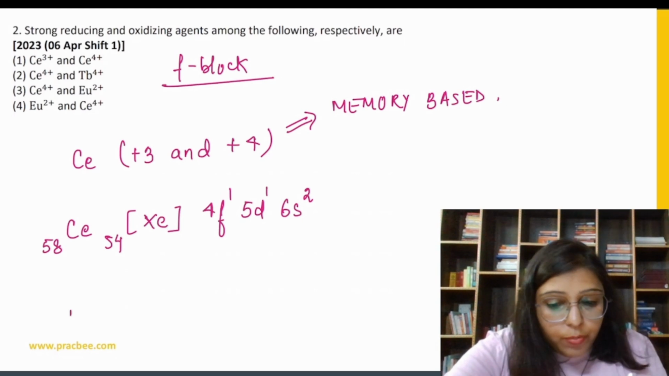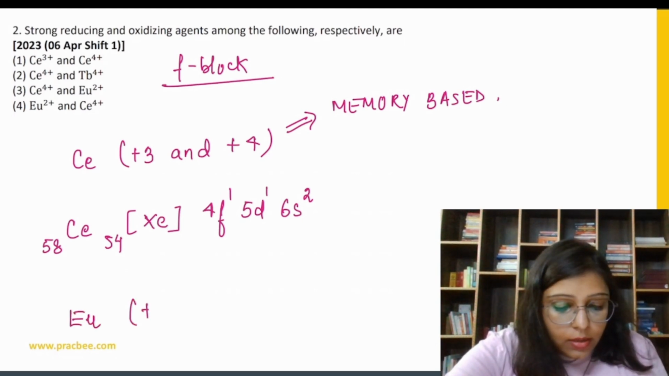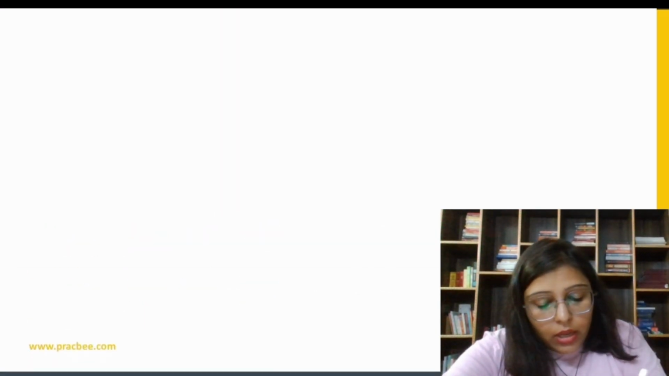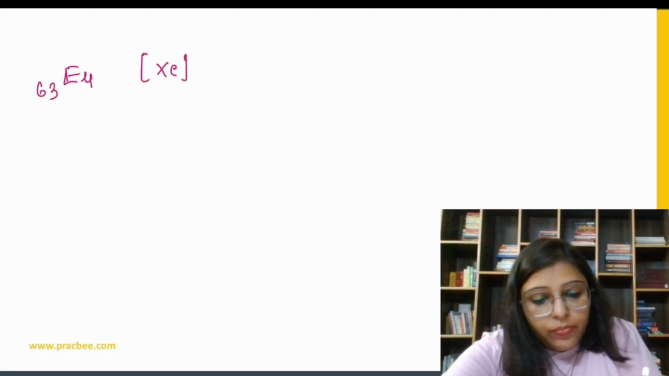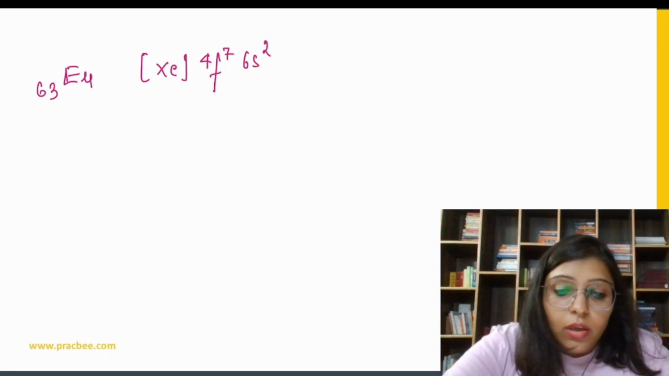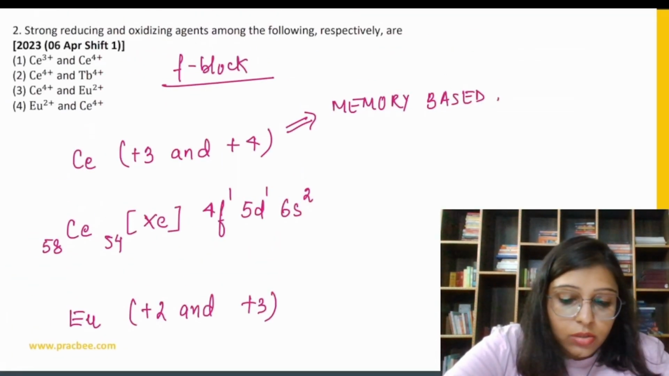Similarly, europium can exist in +2 and +3 oxidation state. Now Eu is 63. This is xenon, and this is 4f7 and 6s2. So the point is strong reducing and oxidizing agent.